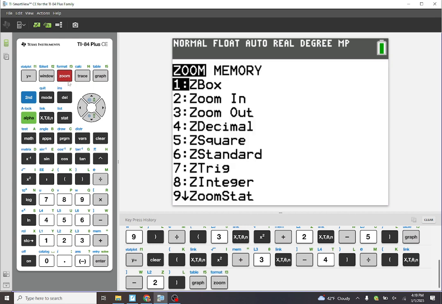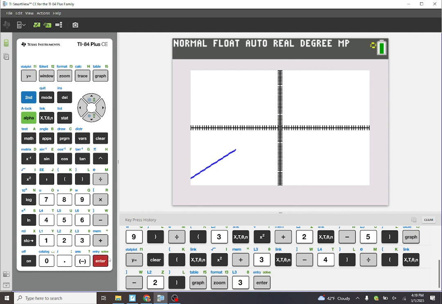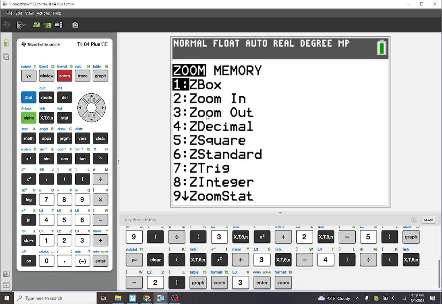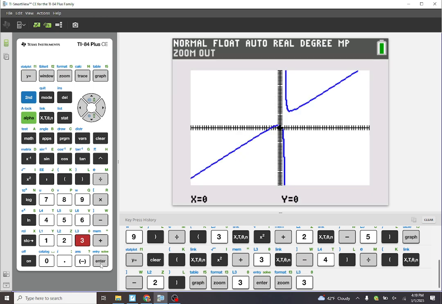Look, here I only have one loop. If you don't have two loops, show us the other loop. So I graph this, and it doesn't show up. What I would do here is press Zoom, and then option 3 is zoom out. You just press enter, and it'll zoom out to show the other loop. If you want to zoom in, that's option 2. Zoom out is option 3. You just have to press enter afterwards.